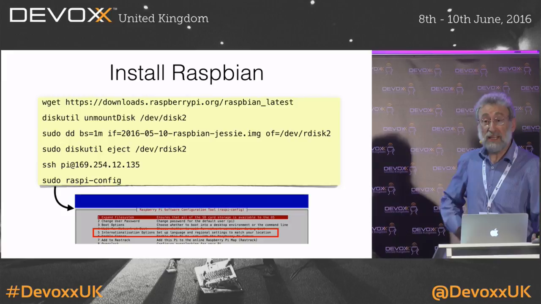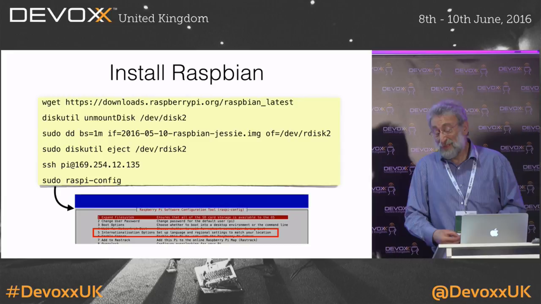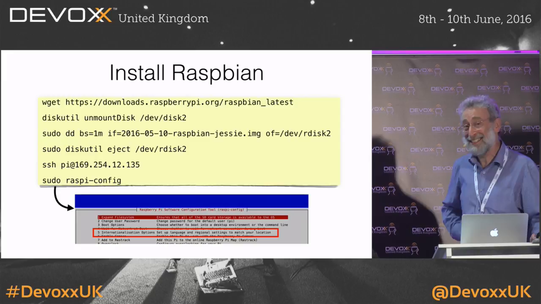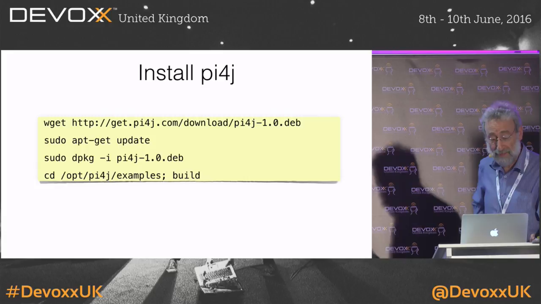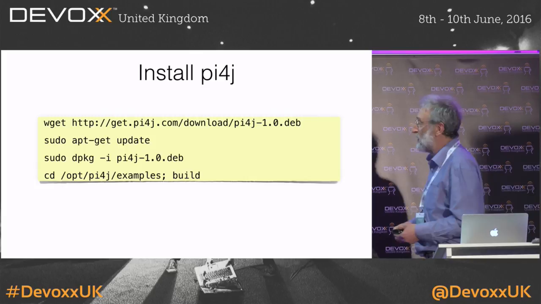So the next thing is, I want to be able to control this thing, and I don't want things to be more unfamiliar than they absolutely have to be. So I'm going to use Java, something at least that I do know a bit about. I'm going to install Pi4J, and again, this is pretty straightforward because there's a Debian package for it. Raspbian is the Debian operating system for the Raspberry Pi, and again, the thing that I'm least unfamiliar with.